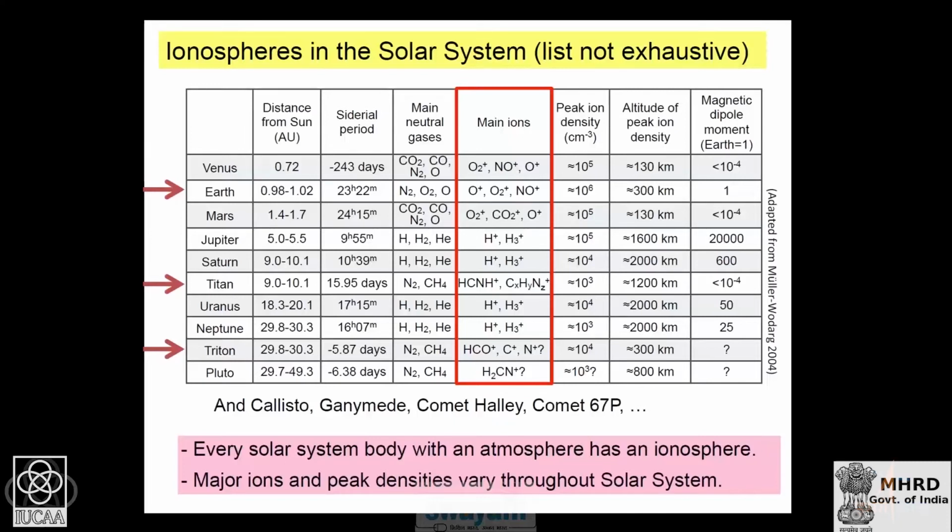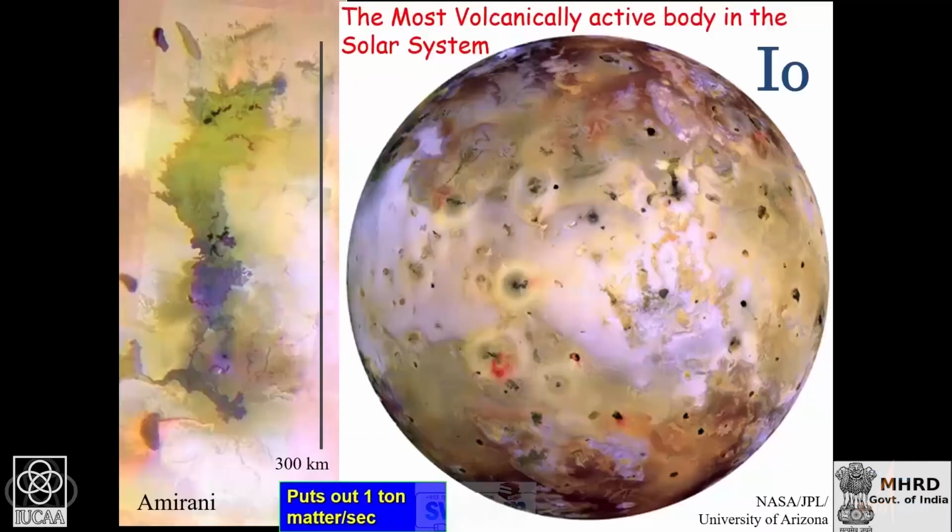Similarly, if you go to Venus and Mars, you have a CO2 dominant atmosphere, but their dominant ionospheric species is O2+, not CO2+, not CO+, not N2+ and not O+ also. So, one has to actually understand what is happening in the atmosphere to know about the processes as well as the dominant ionospheric species. I mentioned Io, and I also mentioned that this is the most volcanically active body in the solar system.